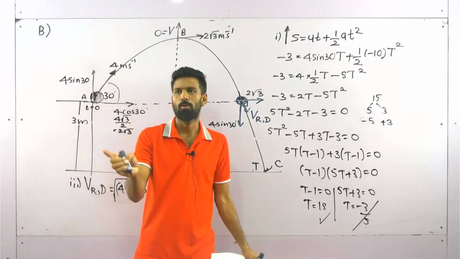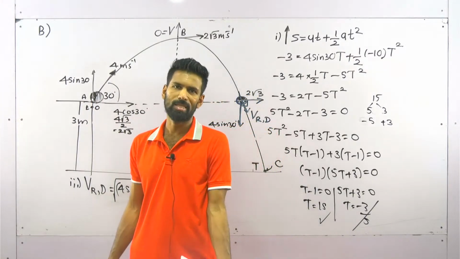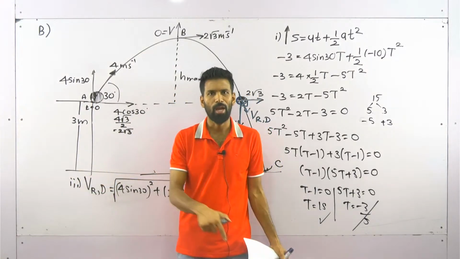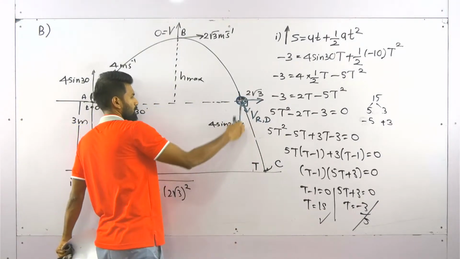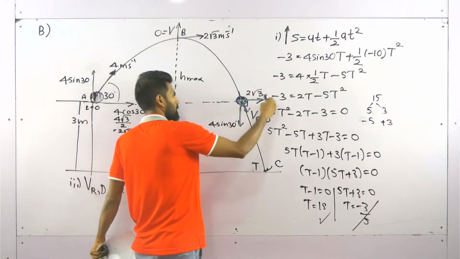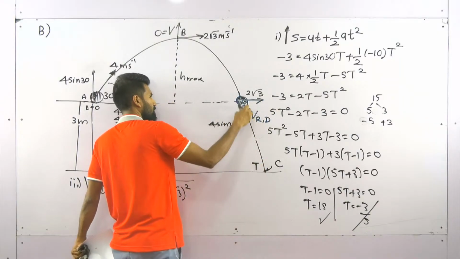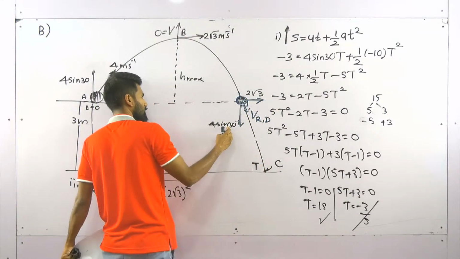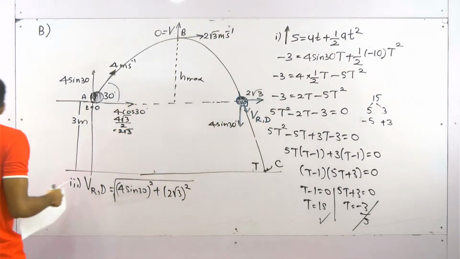Why? When two vectors perpendicular to each other are P and Q, what is the resultant? P square plus Q square, and you have to take the square root. Likewise, it has a downward velocity of 4 sine 30 and the horizontal velocity hasn't changed, it's 2 root 3, they are perpendicular. So the resultant velocity at the point D is equal to the square root of 4 sine 30 square plus 2 root 3 square. And you will get the answer.